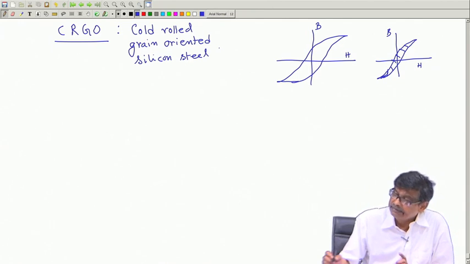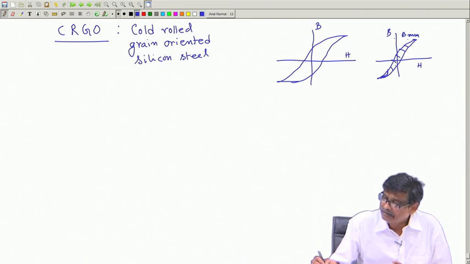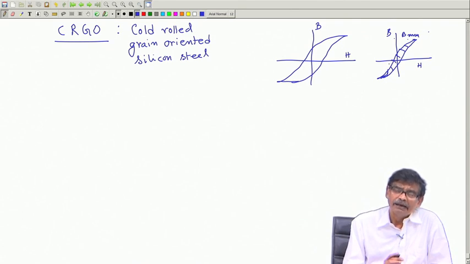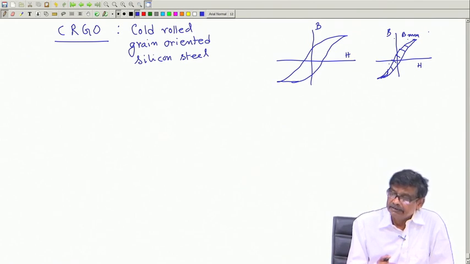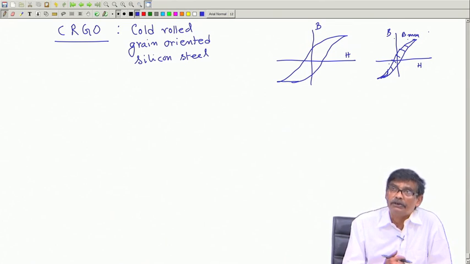Therefore, in essence, this area, of course, as you can see, will also depend upon Bmax. Suppose the Bmax is more, even if it is a thinner loop, this area gets increased. Okay. Now, all said and done, we now know the factors on which this hysteresis loss will depend.